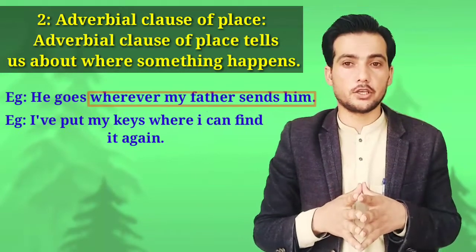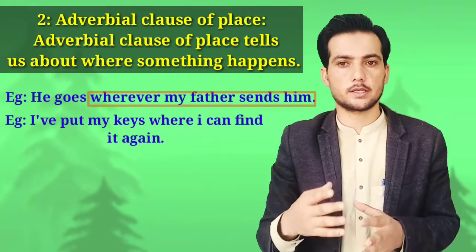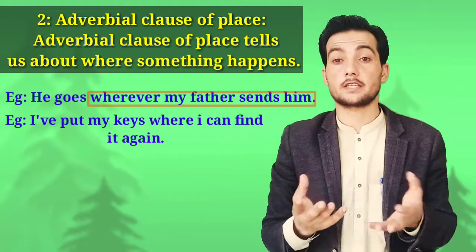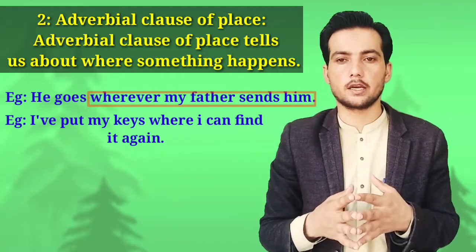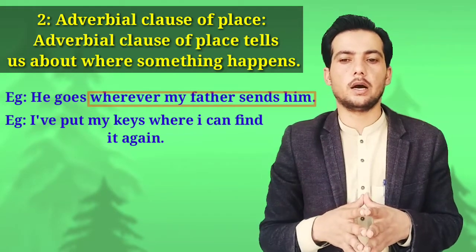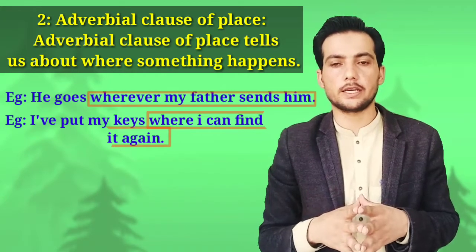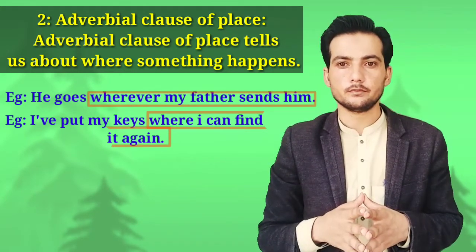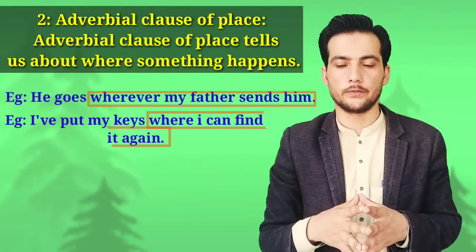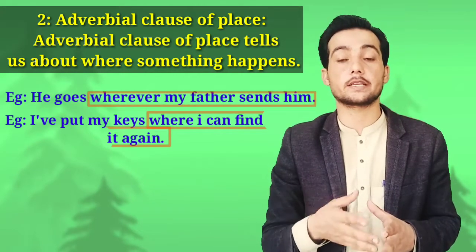I have put my keys where I can find them again. The sentence also consists of two clauses. The first one is I have put my keys. It is the main clause because it can stand alone as a sentence. And the second clause, where I can find them again, starts with a subordinating conjunction, that is where. And again, it consists of a subject and a verb. That is, the subject is I, can is a modal auxiliary, and find is a verb.